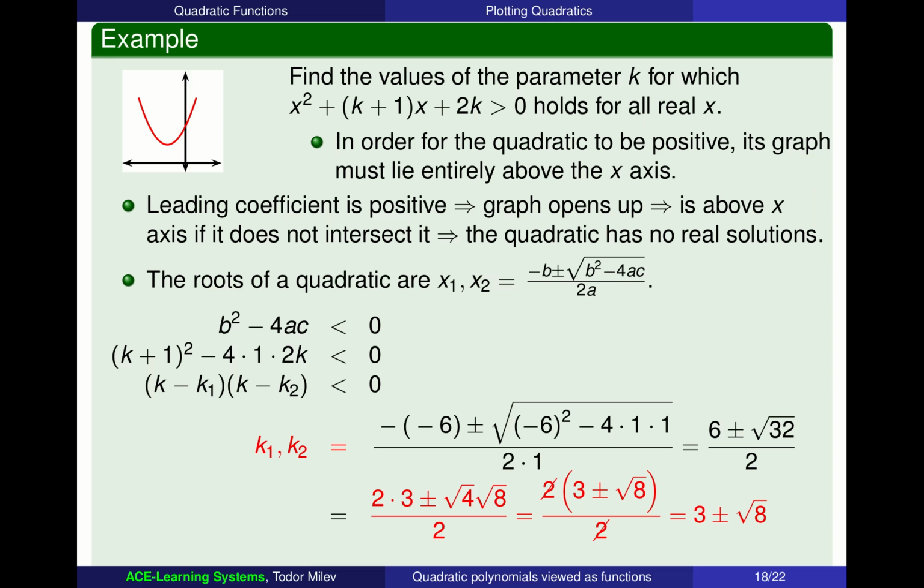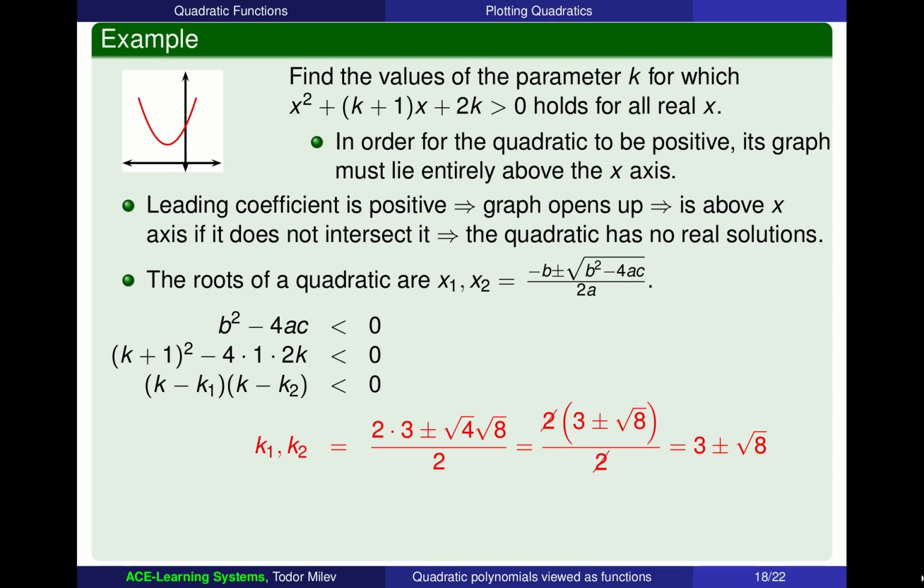Now I run again out of space, so if you don't mind, I'm going to erase part of what you see here. So I'm going to move my formulas upstairs. There we go. All right, we're almost done. So let's see what is going on. I need to solve a quadratic inequality.